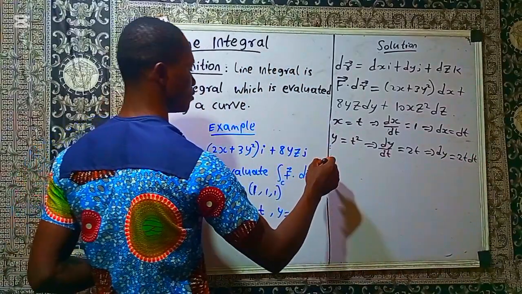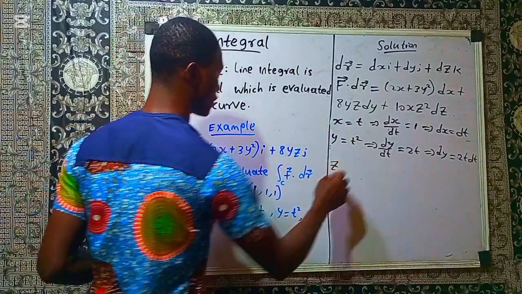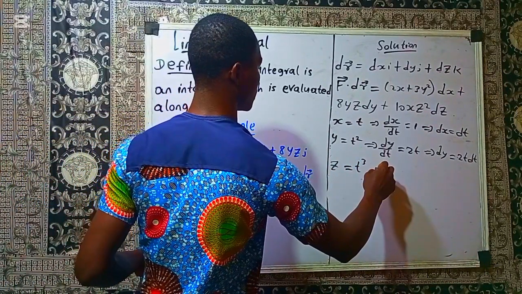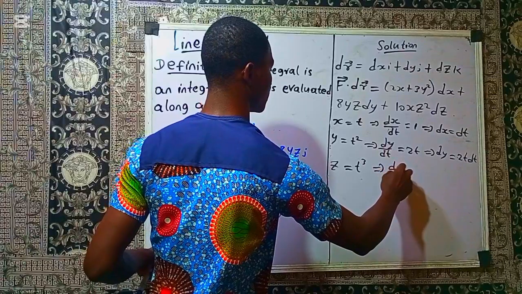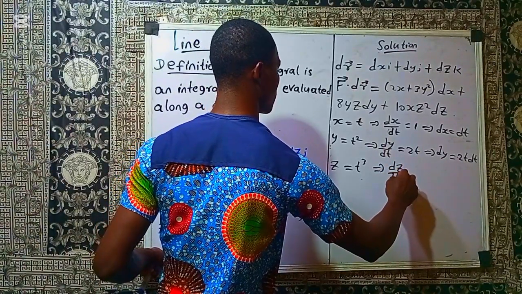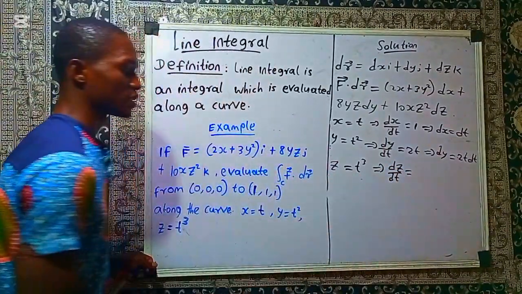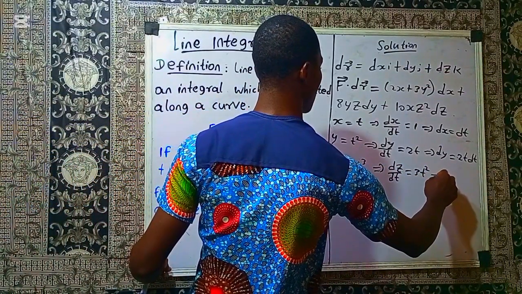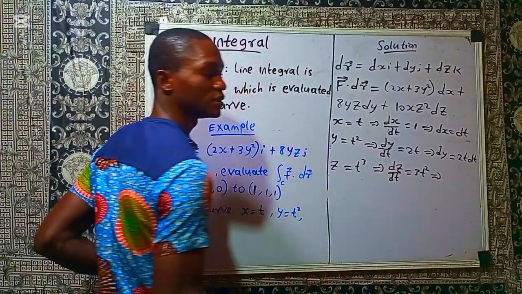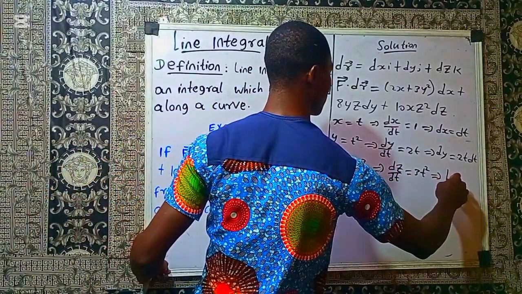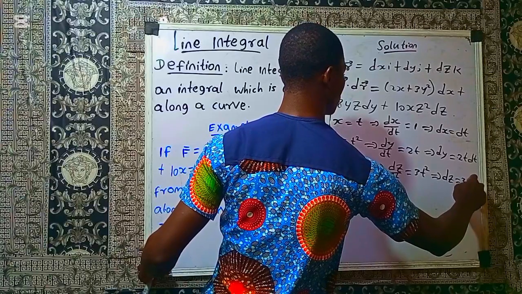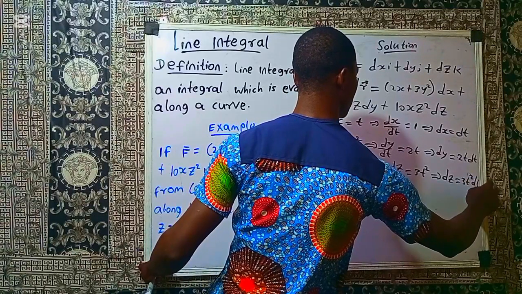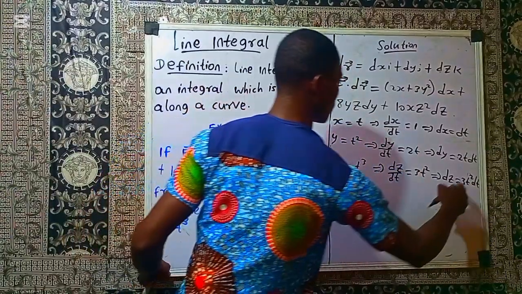Then we are also given that z is equal to t raised to power 3. And this implies that if I differentiate z with respect to t, what will I get? If I differentiate t raised to power 3, I'll get 3t squared. And if I multiply both sides by dt, I make dz the subject, and dz will be equal to 3t squared dt.